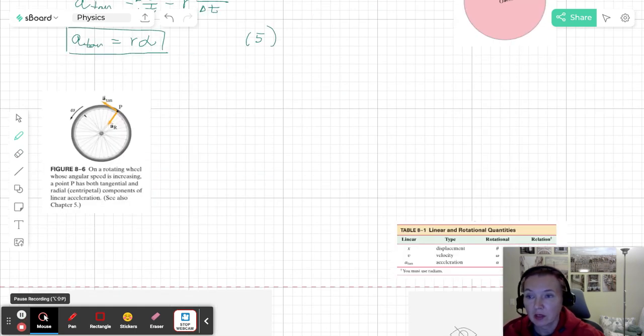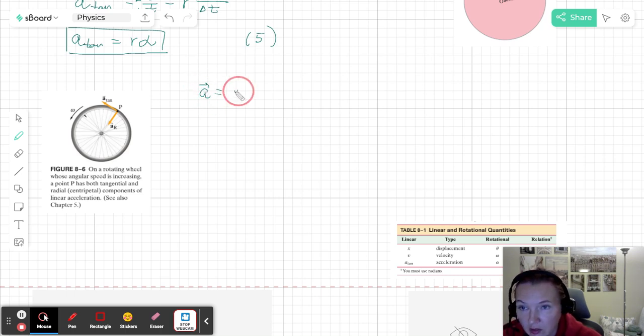We remember that the rotating object also has centripetal acceleration. So that means the total acceleration A has to be equal to the tangential acceleration, and I'm using vectors now because remember it's a vector, plus the centripetal acceleration, which we called AR, the radial or centripetal acceleration, which we discussed before. Remember that AR was equal to v squared over r.